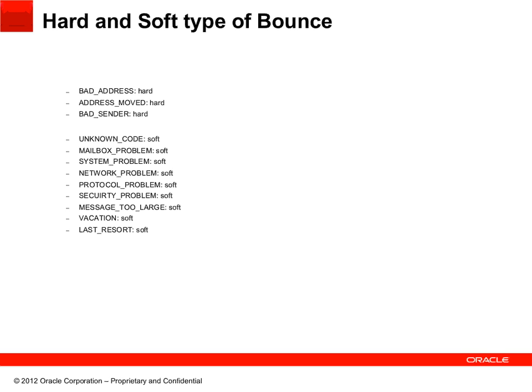As we have mentioned, the asynchronous bounces which BSD handles are classified as hard and soft bounces. As mentioned earlier, hard is a permanent one and soft is a temporary one. Bad address, address moved and bad sender are permanent ones, classified as hard bounces. Others like mailbox problem, system problem, message too large, vacation and protocol problem are temporary ones, so those are categorized as soft bounces.